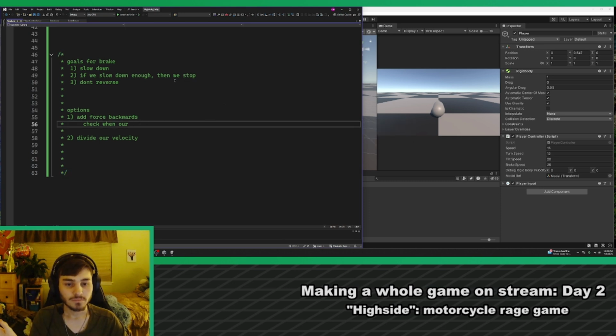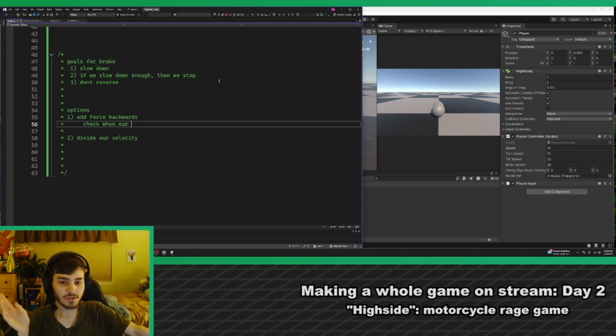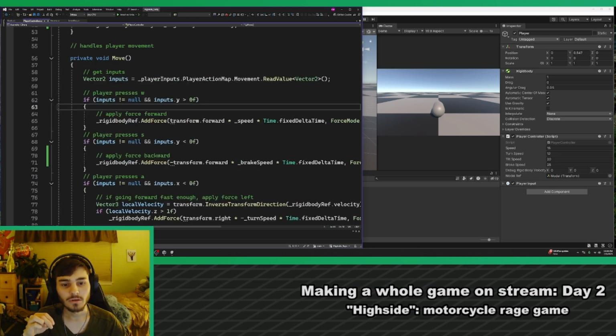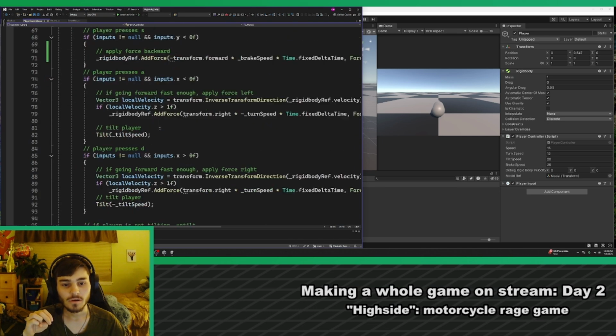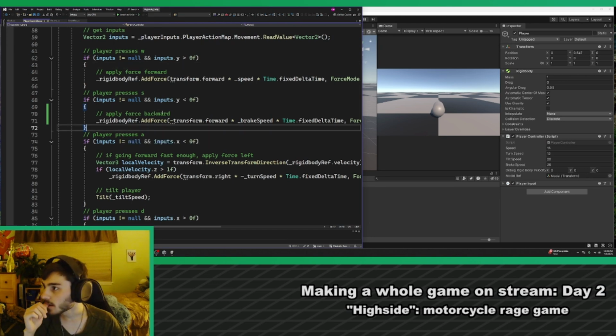There we go. So this is what we have right now. And the issue is how we check when our velocity is slow enough to turn off. This is S.